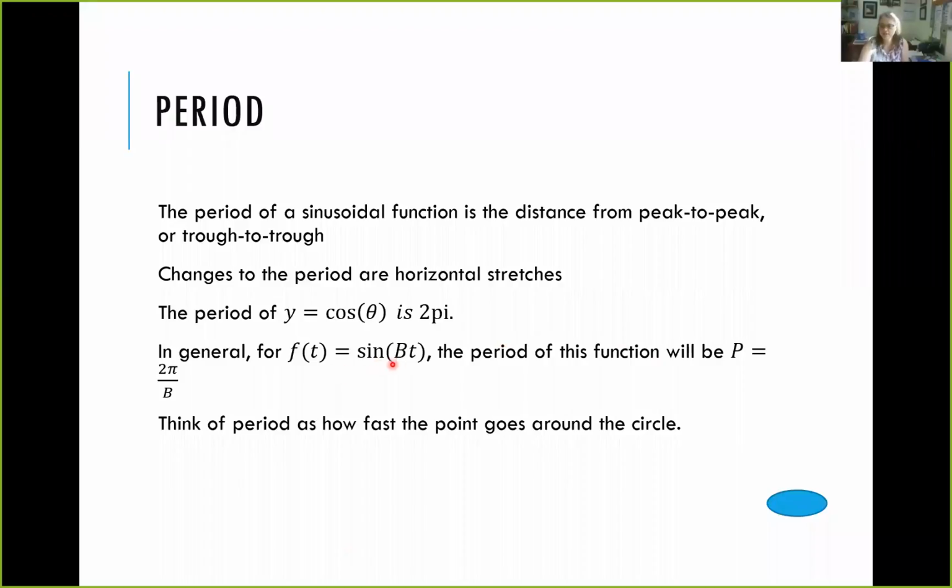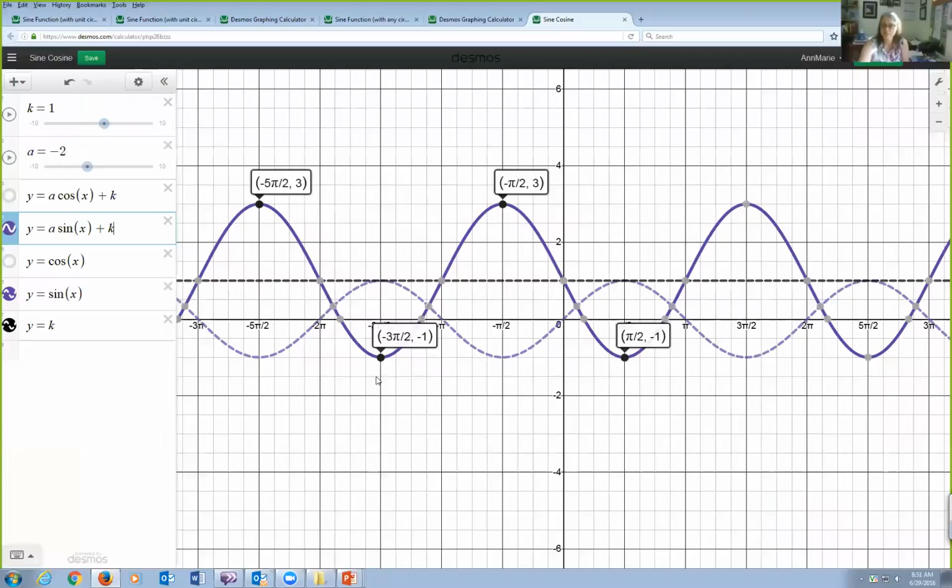If, however, we have an internal multiplier, if we put a multiplication inside my parentheses, that is going to be a horizontal stretch or compression, and the period is going to change. And the period is going to change to 2 pi divided by that multiplier. So let's play with that.